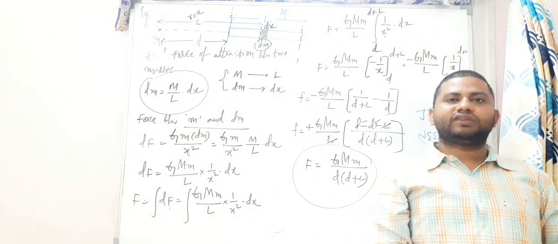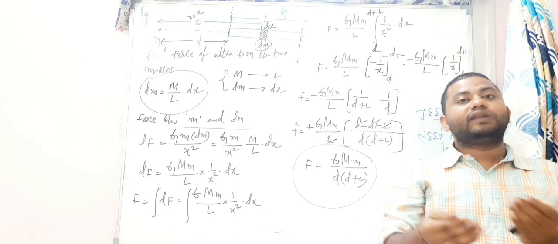When more mathematics is involved in a question, that is for the JEE. When less mathematics is involved, those models are for the NEET. Generally we say like this.